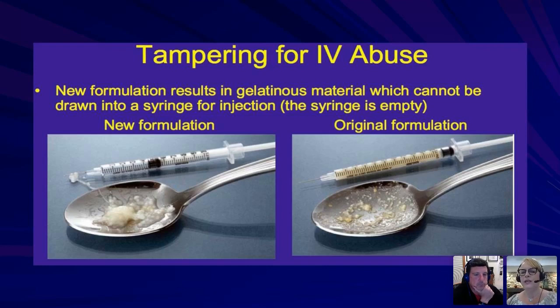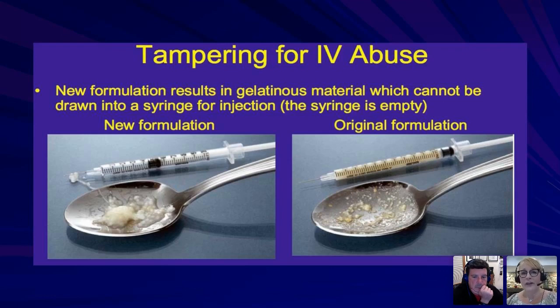Over here on the right was the original formulation of OxyContin when it was manually crushed into that powder and water was added to it. You could suck it up into a syringe and then inject it fairly easily. On the left-hand side, this was the new formulation of OxyContin. I showed that picture where it's manually crushed. It just sort of flattens out because it is coated with a gel-like substance. If you try to add water or some sort of water-soluble liquid to it, it turns into a gel that you cannot suck up into a syringe.